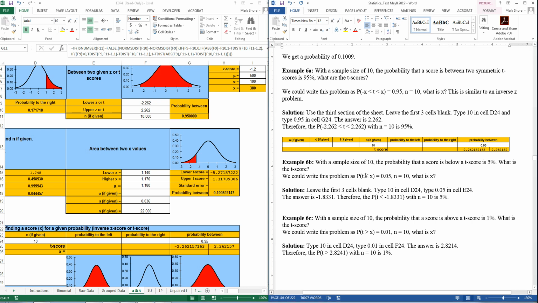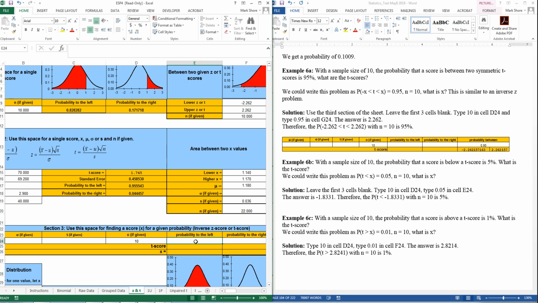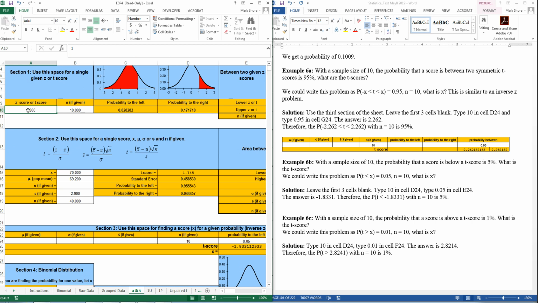If it says, like on 6b, less than that is 0.05, then what you would do is put 0.05 right here to the left because it says less than. This was still with a sample size of 10. So the T-score with a sample size of 10 that has 5% of your probability less than that is negative 1.8331. Again, you could check that right here. Put 10 in here. Put in that T-score of negative 1.83311, and you get 0.05 to the left.